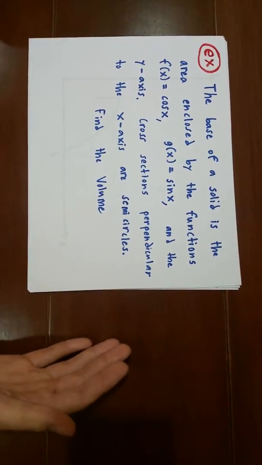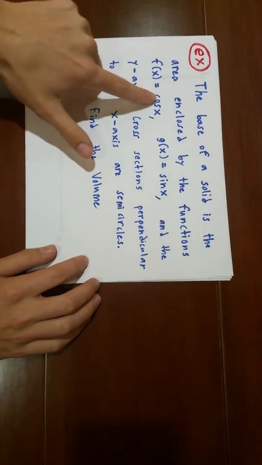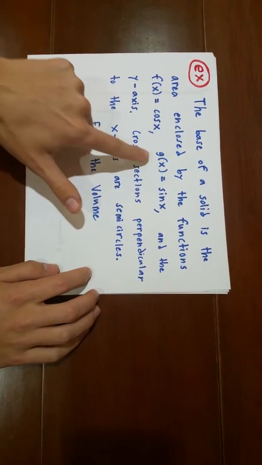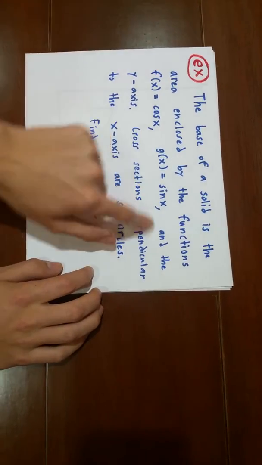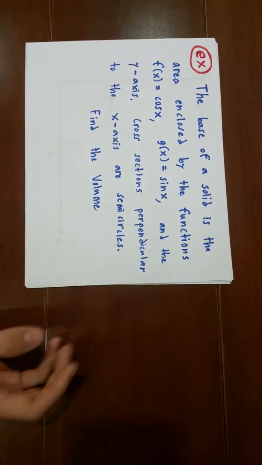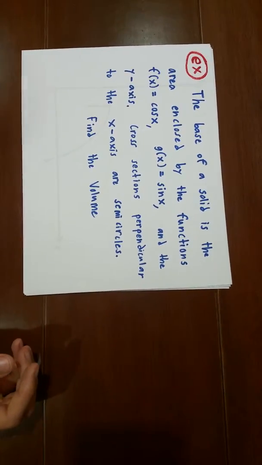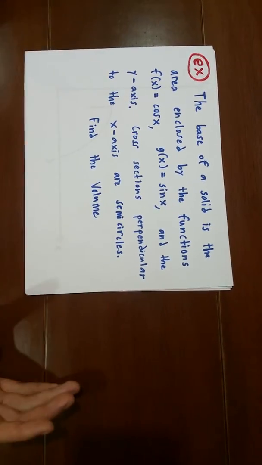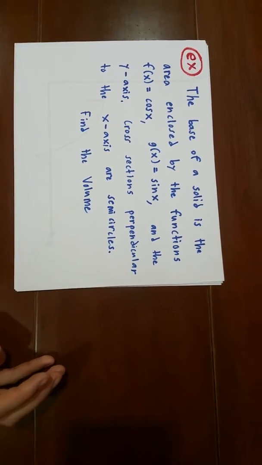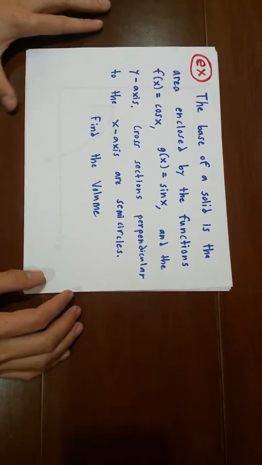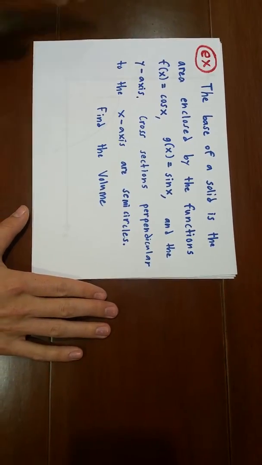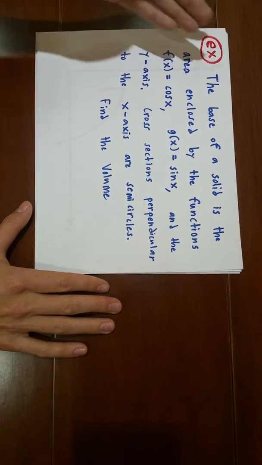The base of the solid is the area enclosed by the functions f of x is cosine x, g of x is sine x, and the y-axis. Cross sections perpendicular to the x-axis are semicircles, different from our squares in the previous problem, and it wants you to find the volume of the solid, once again, given with these criteria.